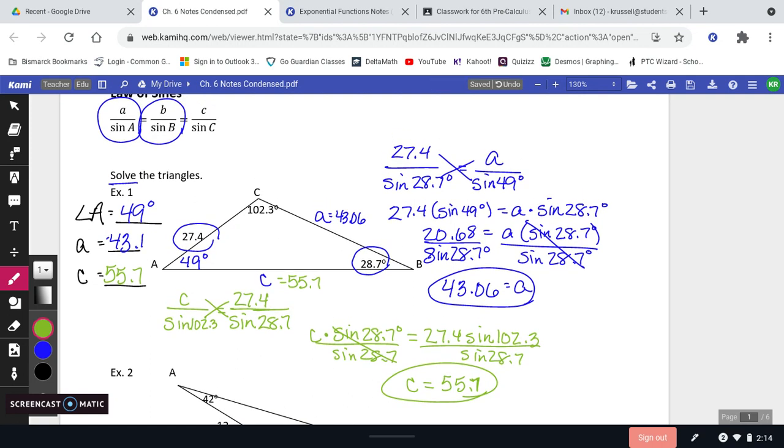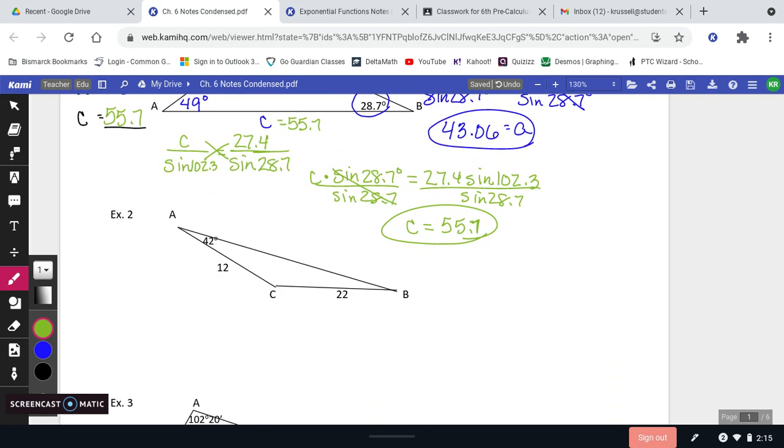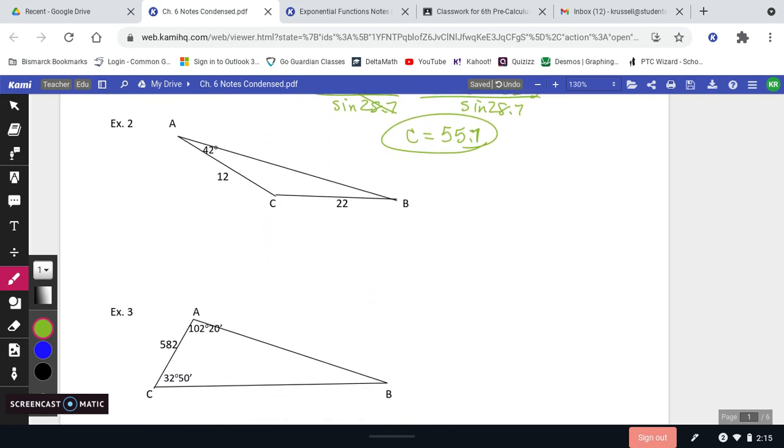All right, so that's how you use the law of sines. It's a proportion. You're setting up a proportion and you're just solving that. Now, do remember, if you're using your calculator, that is your app on your Chromebook, that every time you turn that calculator on, it defaults back to radian measure. So we're working in degrees. You want to just be aware of that.